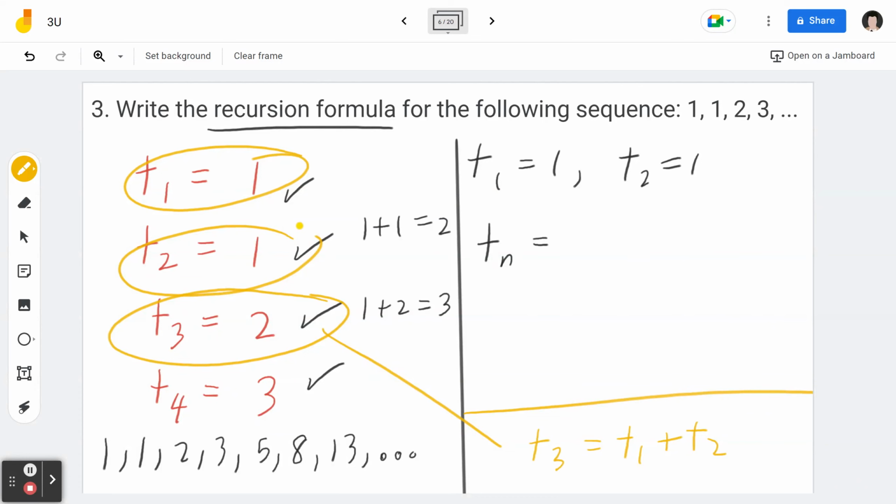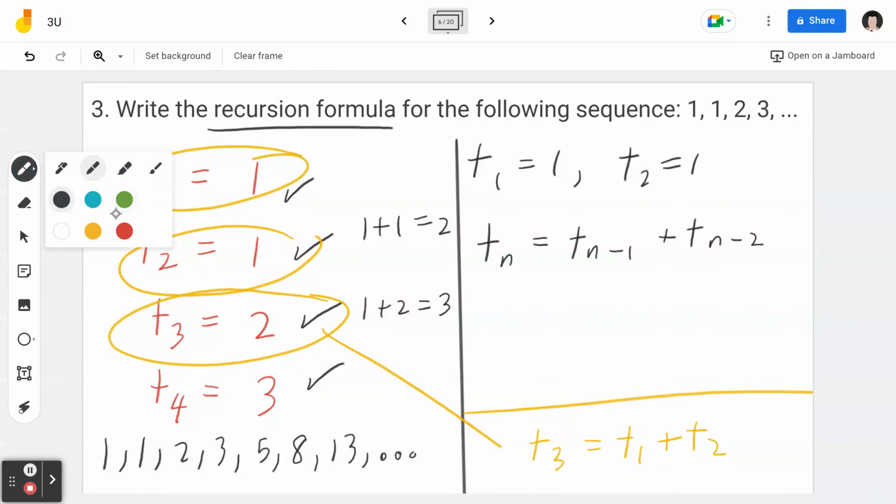So now, if you think about that in the general case, you can say Tn equals the previous term plus the previous term. I'll say it again: to find the next term, you take the previous term plus the term before it. So that's the formula.